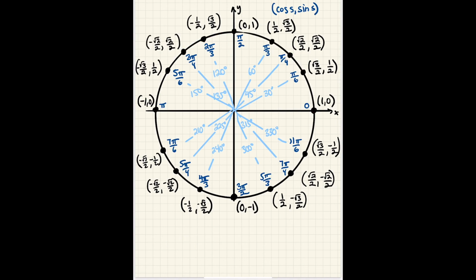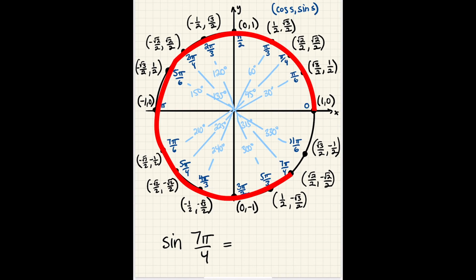Okay, how about sine of 7 pi over 4? Again, we locate 7 pi over 4 on the unit circle and read off its sine value, which is its second coordinate. So that's also negative rad 2 over 2. Simple as that.